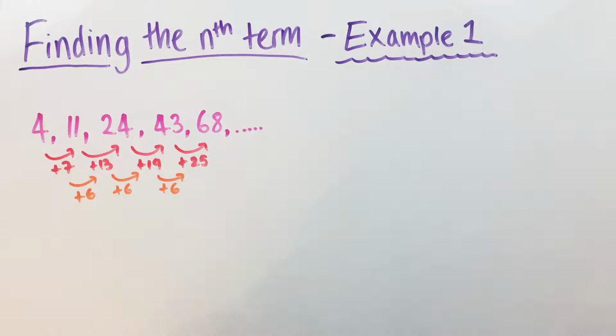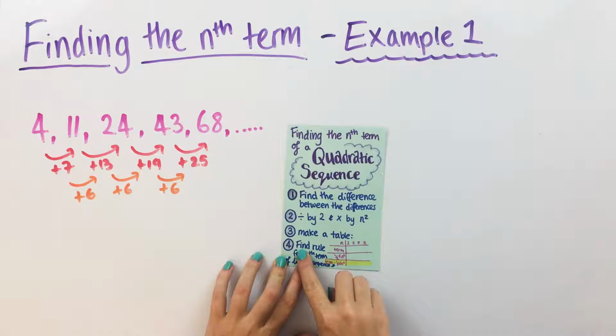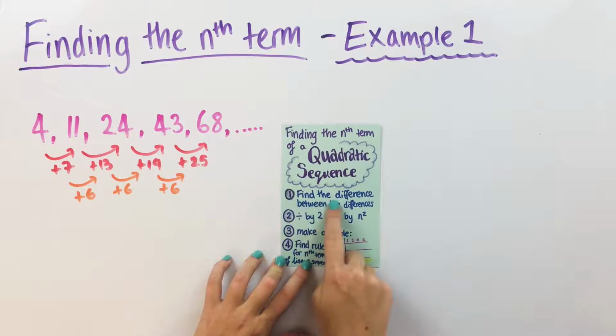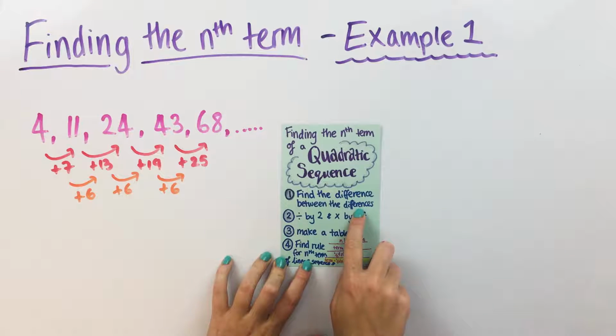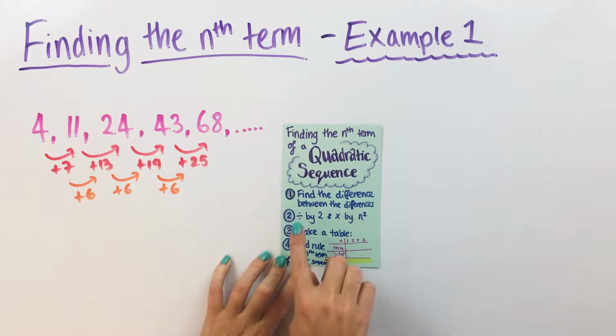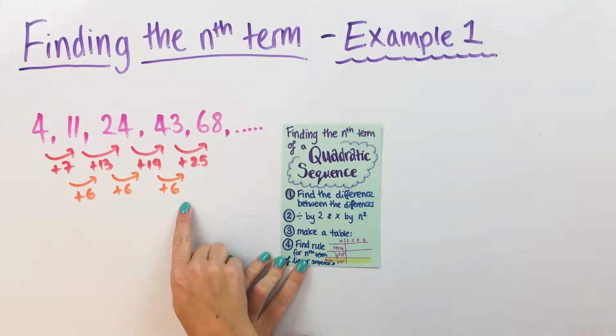Now we want to find the nth term of this quadratic sequence. To do this, I have a helpful guide. Here we have a set of 4 different steps we need to follow in order to find the nth term of a quadratic sequence. Let's go through it step by step. So step number 1 says find the difference between the differences. So we've already done that. We found the difference between the differences is plus 6. For step number 2, we divide this difference by 2 and we multiply it by n squared.